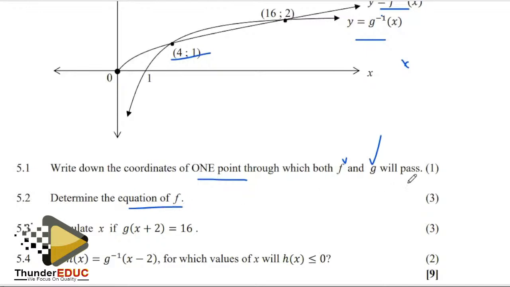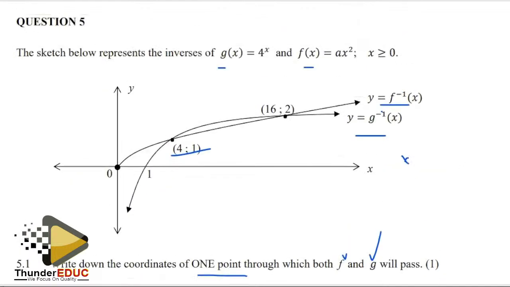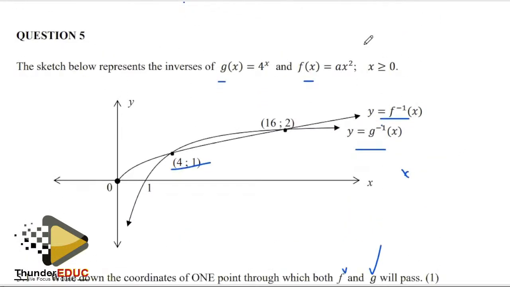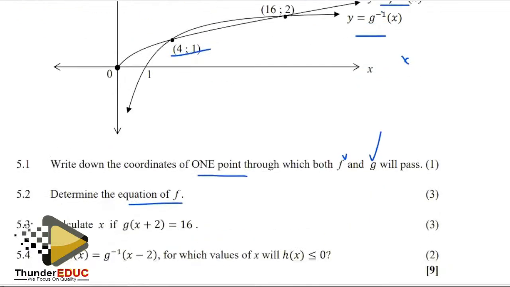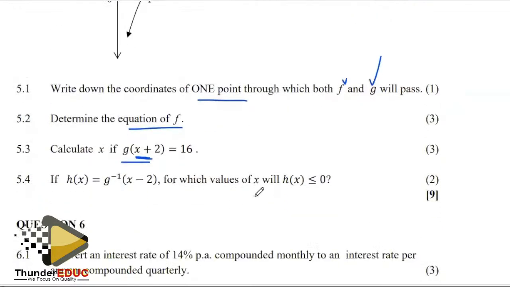Then equation of f, for you to get f, you need a set of points. Whenever you're looking for unknowns of any function, you need a set of points. If there are 2 unknowns, then you're going to need 2 coordinate pairs to get those 2 unknowns. Then calculate x if g of x is now x plus 2. This is a shift. The graph is being shifted 2 units to the left. And then we answer that as well. That is one paper.